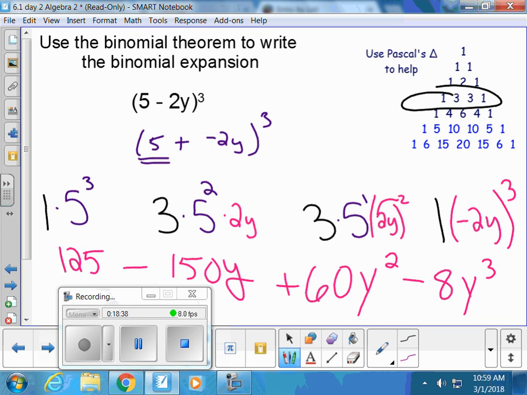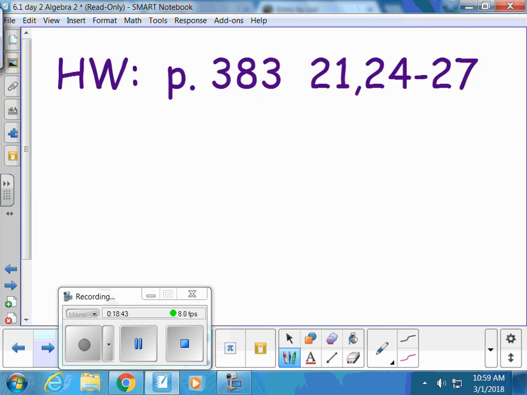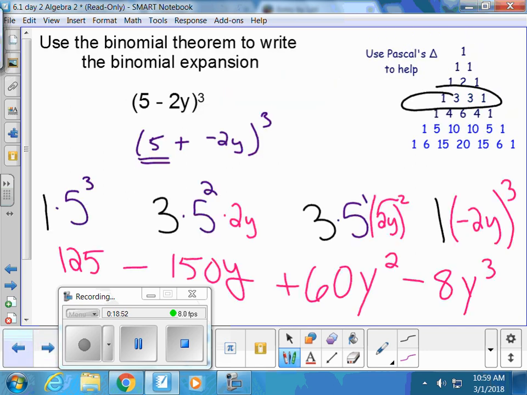So the homework's really, really short. I'll pull it up so that people on the internet can see it. It's page 383, 21, and 24 to 27. Did anybody need me to go back so you could finish writing this one down? Anybody in the class?